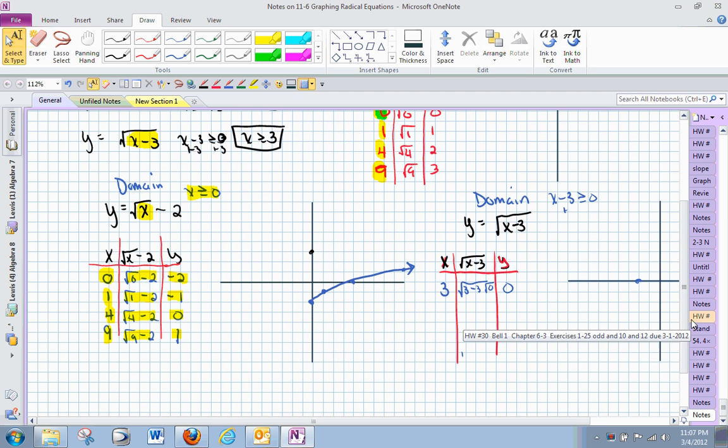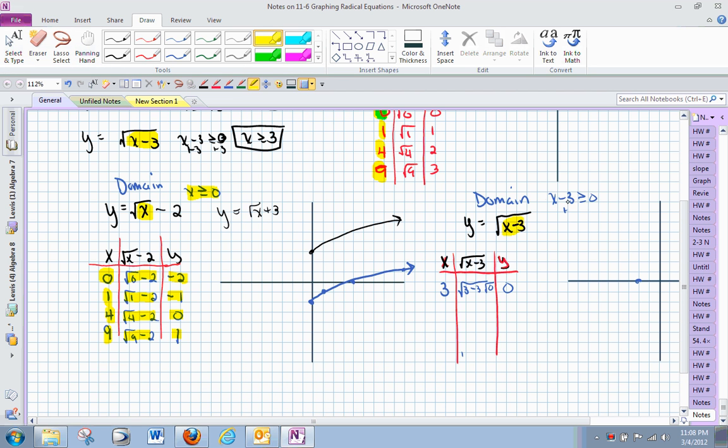So what would the graph look like if you had y equals the square root of x plus 3? You're right, it'll start at (0, 3), and it's the same curve. All right, let's go to this next one over here. Y equals the square root of x minus 3.